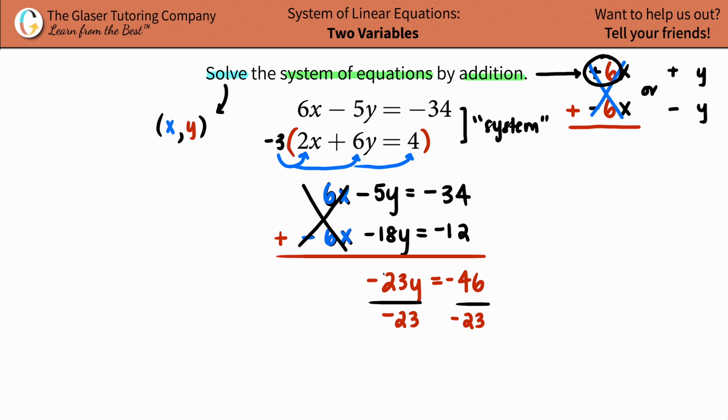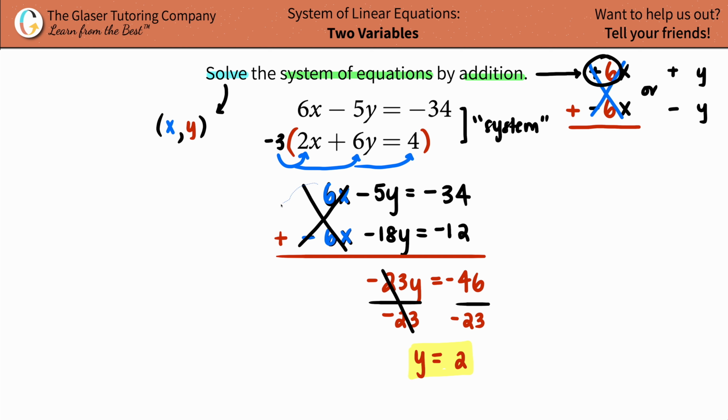Okie dokie. 23 goes bye-bye. And now we have y equals, what do we got? 46 divided by 23, that looks like 2 to me. They're both negatives, so y equals 2. All right, half of the piece of the puzzle. Done. So that is this.